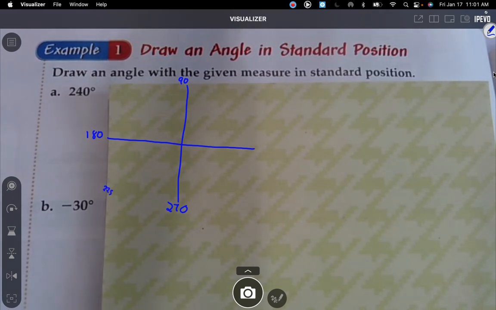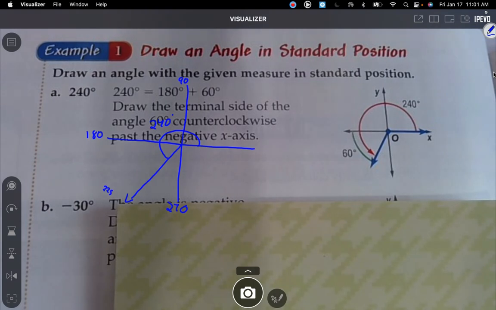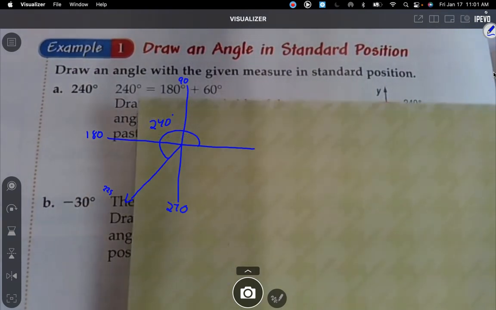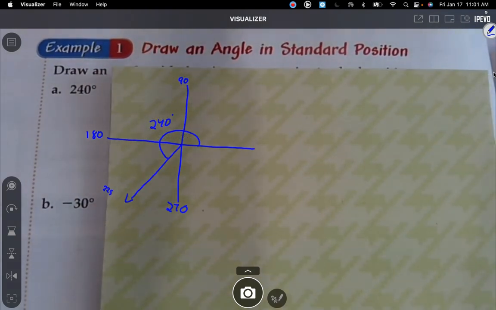So where do y'all think 240 is? A little bit less, a little more. Like right here? Yeah, right there. So I would just draw 240 degrees. That's my 240 degree angle. Theirs looks probably better. See, that's theirs. Hey, that's very close to theirs. I'll cover that back up.